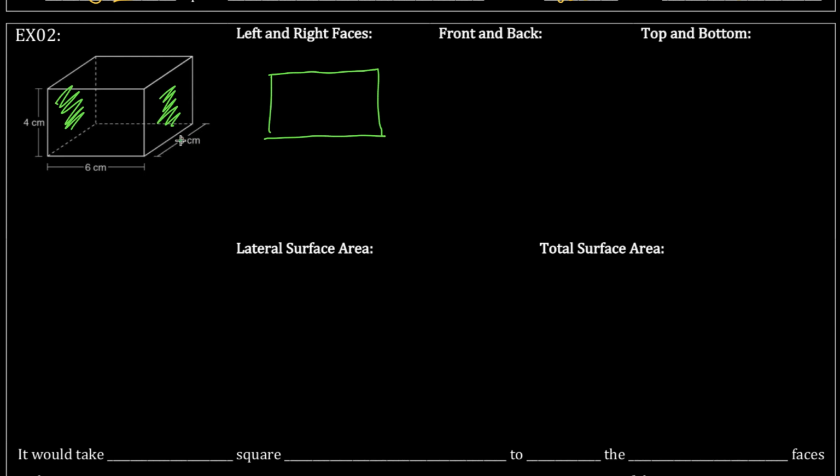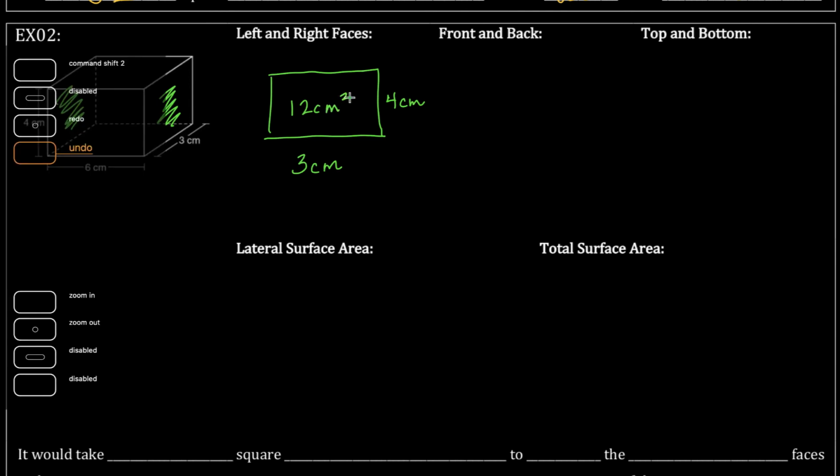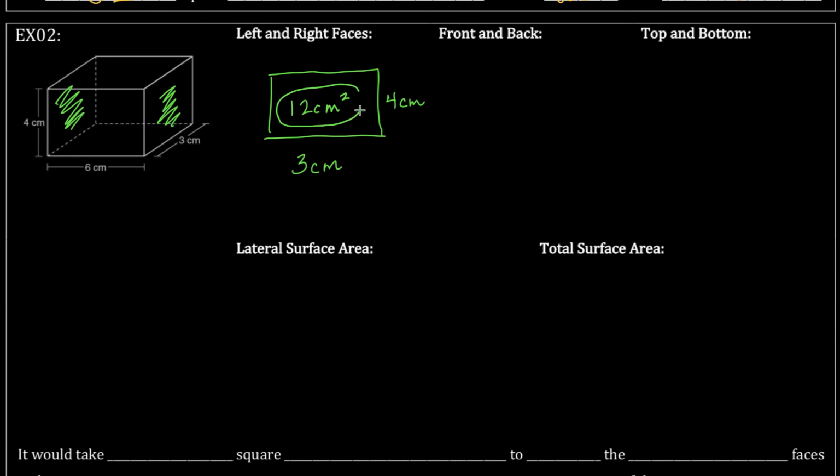And if you can tell, this is how long it is, the 3 centimeters. Remember, the height of that rectangle is 4 centimeters. So our area, based on its height, would be 12 centimeters, 12 centimeters squared. All right, and so let's write this first.